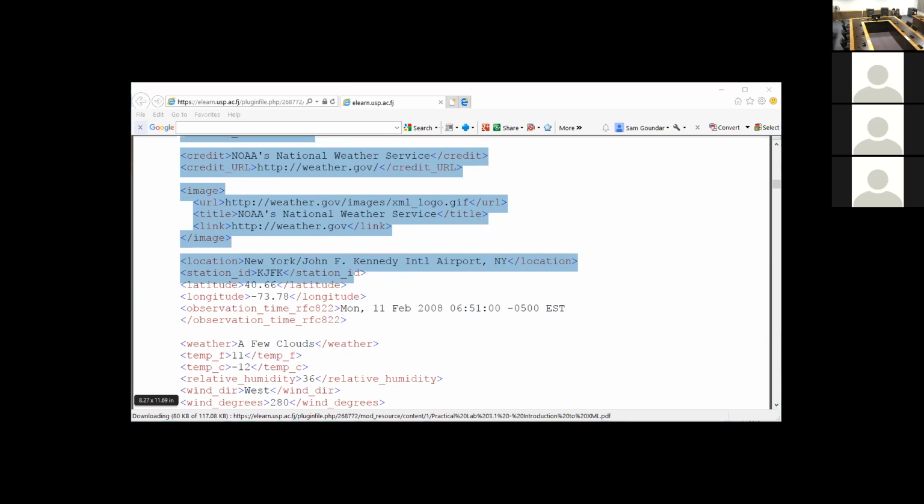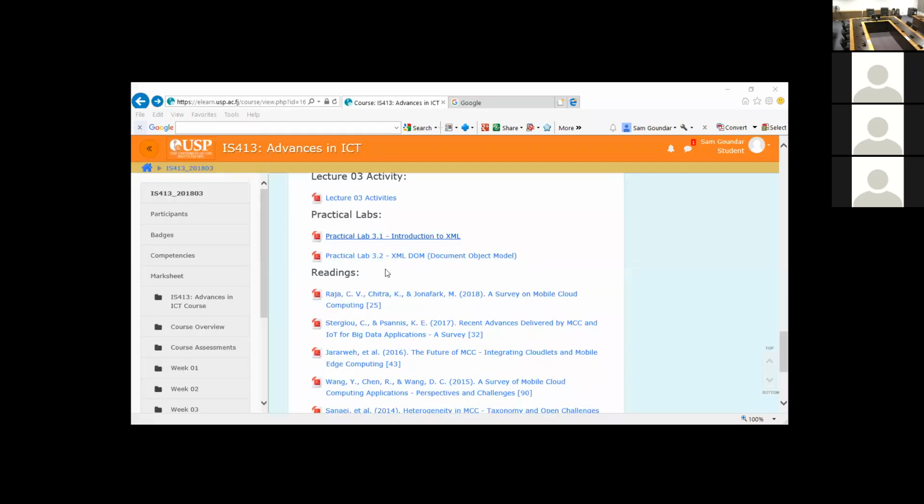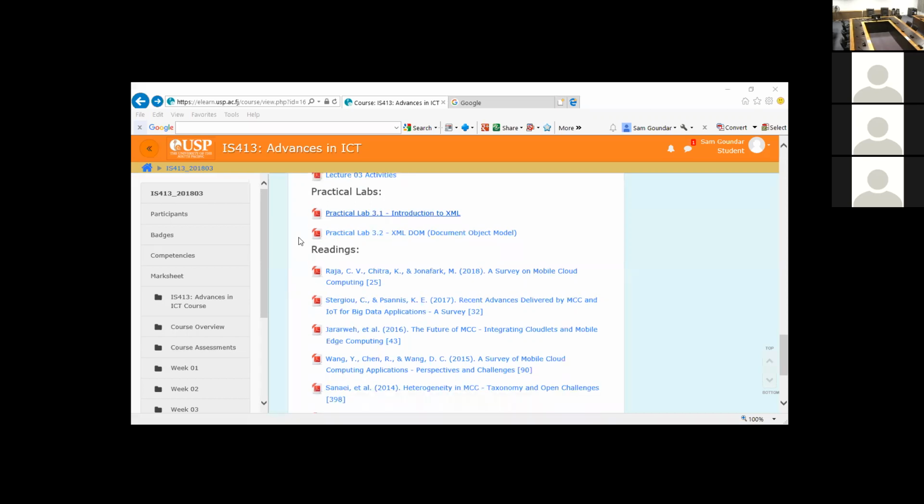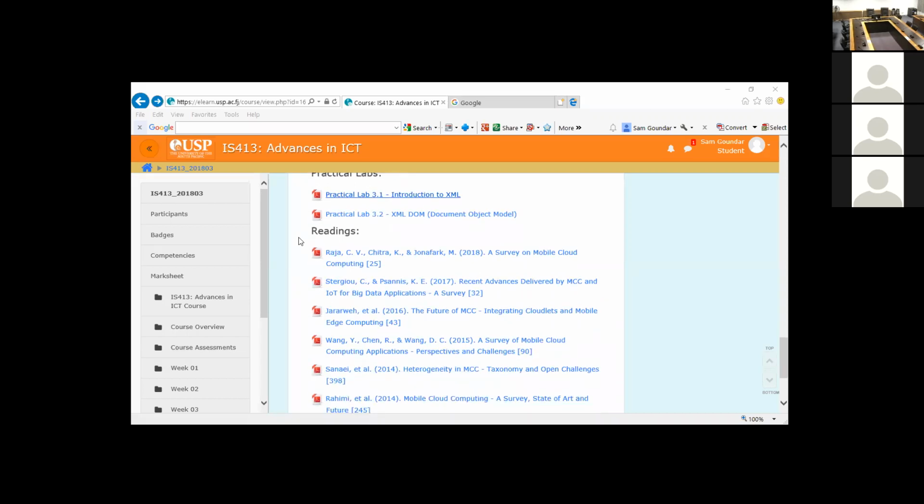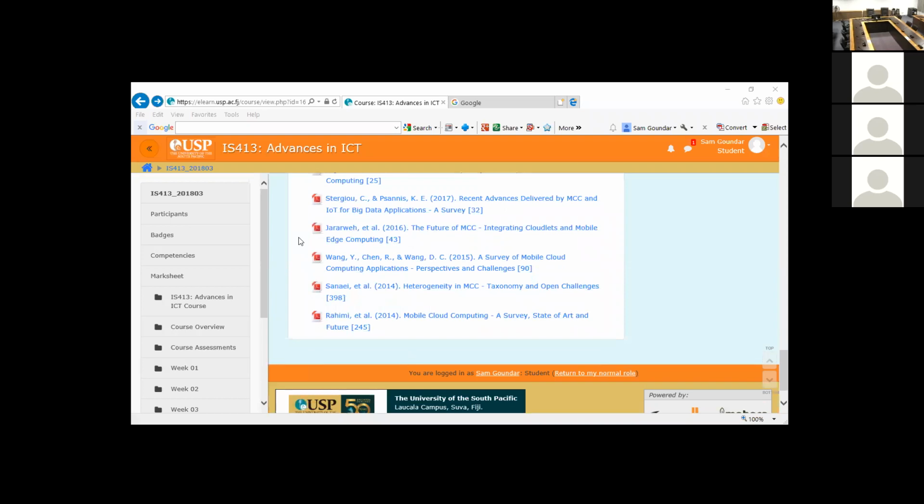Okay, so I'll take you back to the Moodle course page. In lab 3.1 you are being introduced to XML, and in lab 3.2 you are being introduced to the XML document object model, and I think that should be good enough. I'll have more XML labs available for you by next week.